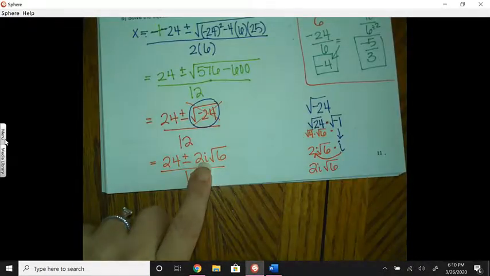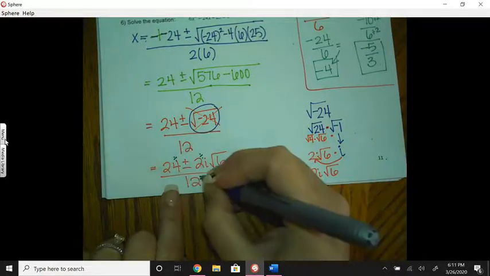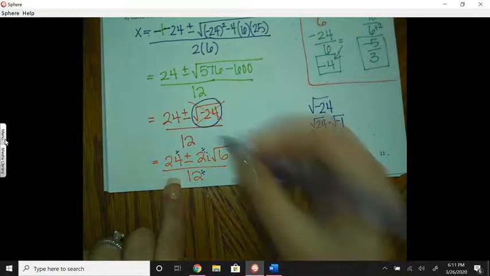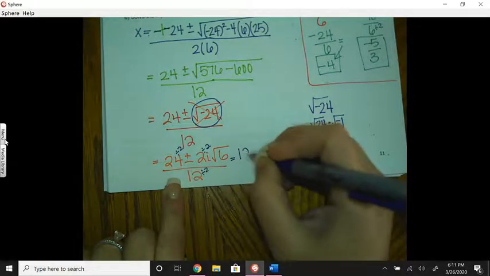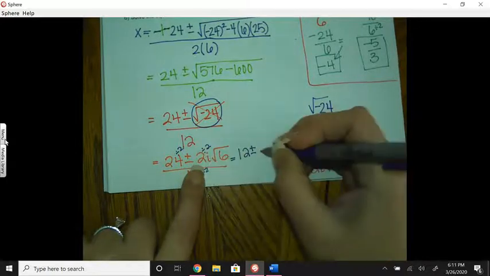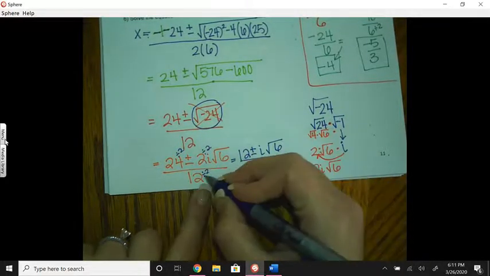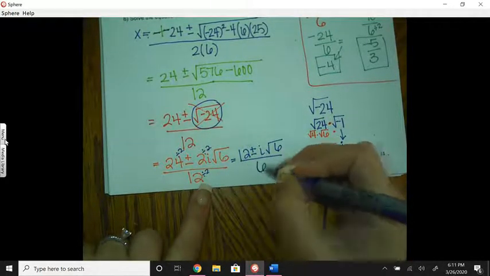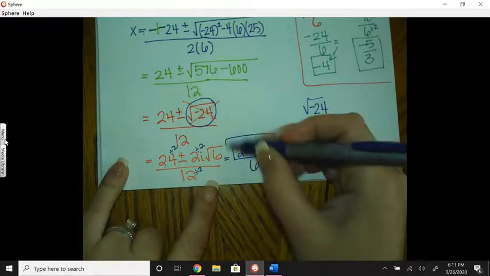And then once the radical is simplified, that is when I look and see, can anything go into 2, 24, and 12? So 2 can go into all three. So we would get 12 plus or minus, 2 divided by 2 is 1i, so I just put 1i. And then 12 divided by 2 is 6. And then this would be our final answer.